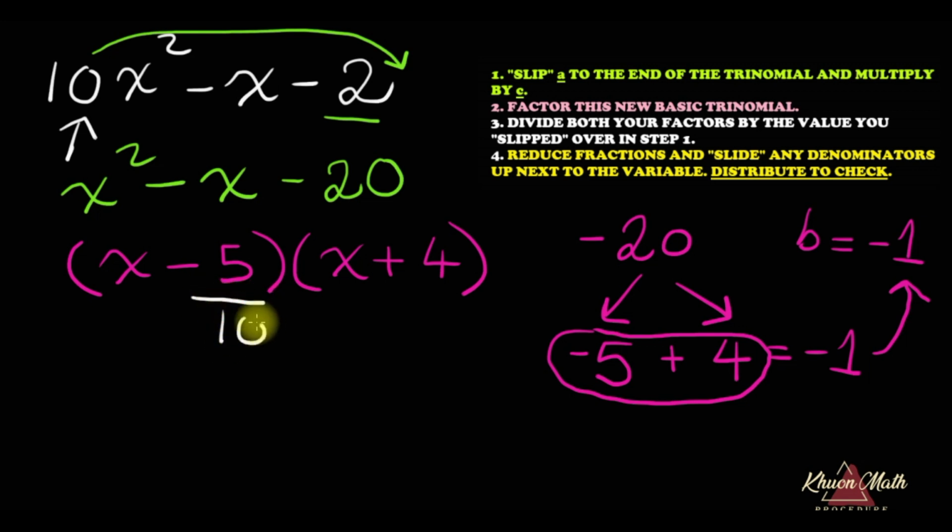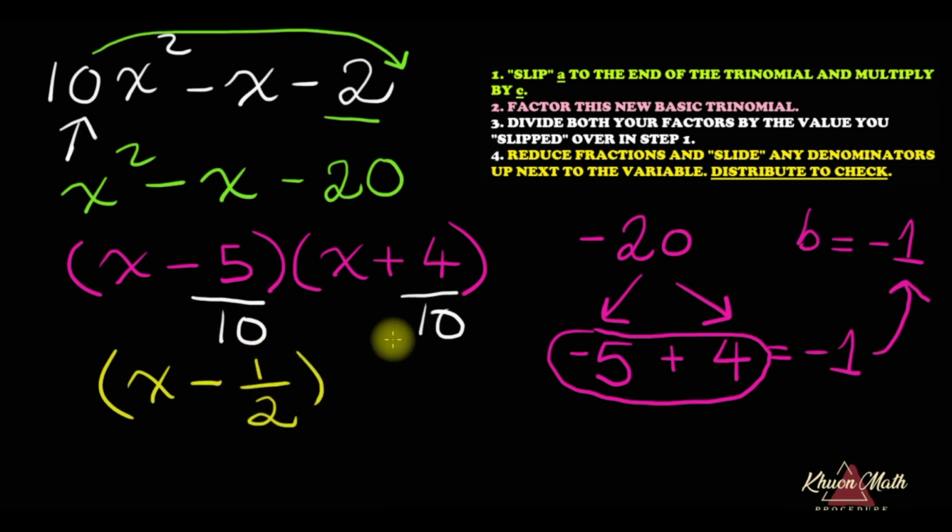So negative 5 over 10, and then 4 over 10. And then after you divide, you are going to reduce. So we're moving on to step 4. Step 4 is to reduce the fraction. So you got x minus, well, 5 over 10 is the same as 1/2. Okay, you reduce by 5. And then here, 4 over 10. Greatest common factor is 2, so you divide this by 2, and then you divide this by 2. Okay, so you're left with x plus 2 over 5.